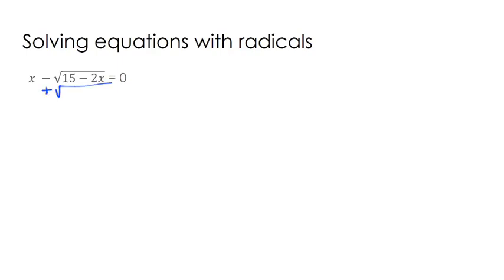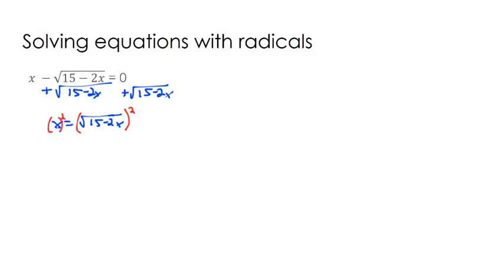I'll go ahead and show that. Anything I do to one side, I'm going to add that entire radical to the other side. And now we have x equals the root of 15 minus 2x. Now that we have the radical isolated, remember we're trying to isolate the x, so my next step is to get rid of the radical, and the inverse operation of square rooting is to square.